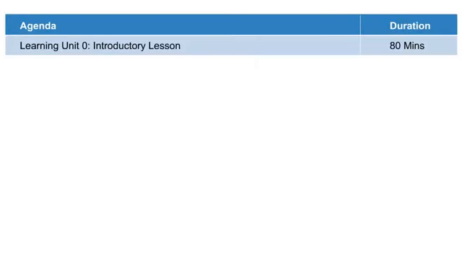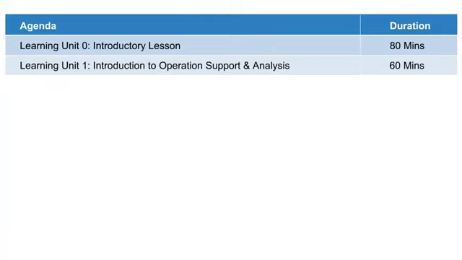Let me give you an overview of all the learning units of this tutorial. In all, we have 10 learning units including the introductory lesson, which we will be completing in a few minutes. Let's look at the other learning units now. Learning Unit 1 talks about Introduction to Operational Support and Analysis. It introduces the various terms and core concepts of OSA. Purpose, objectives, scope, functions, and value to business are discussed in this unit.